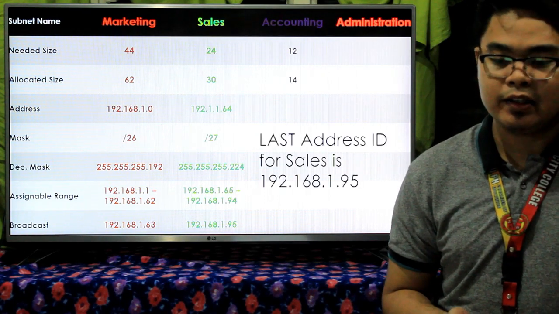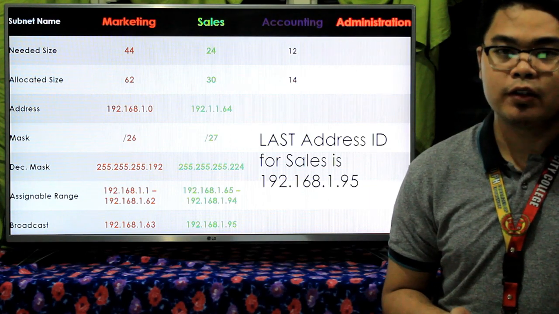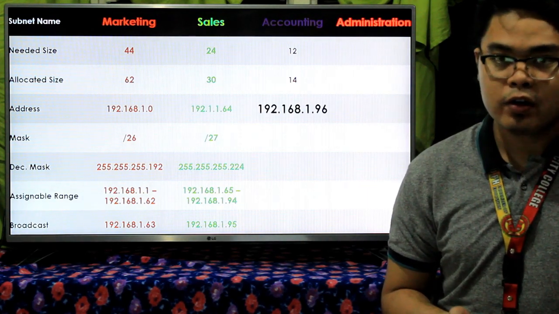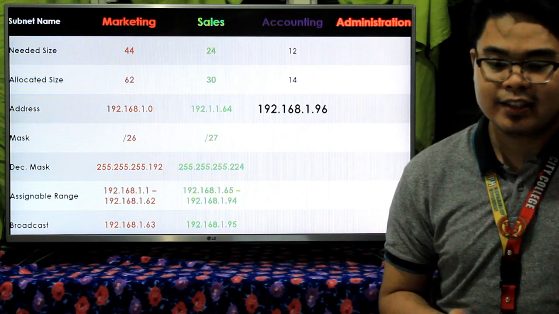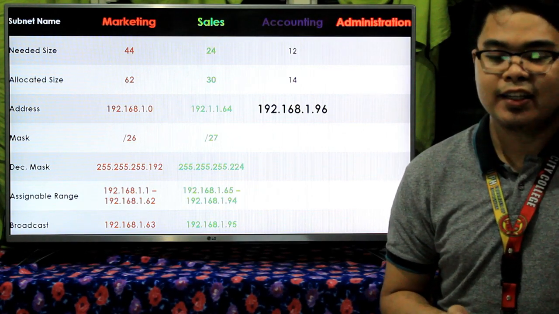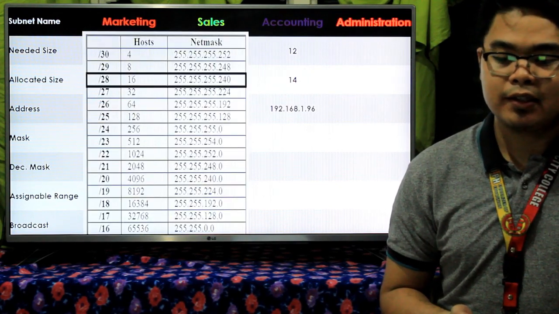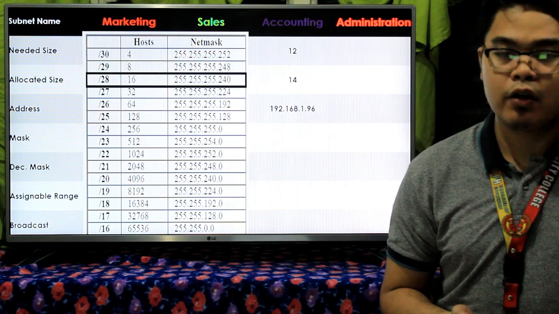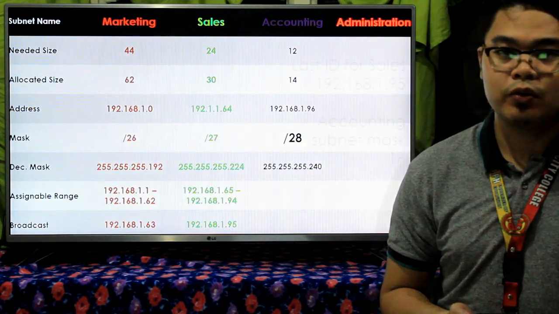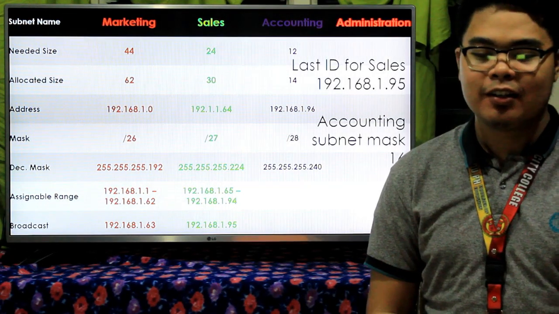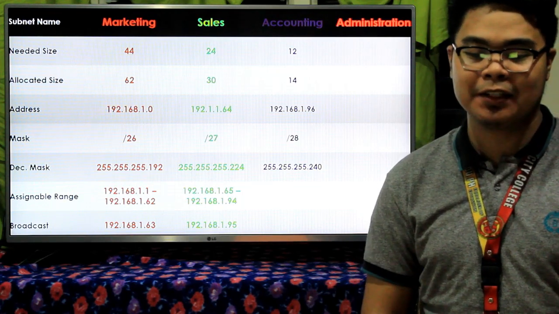The last address ID for sales is 192.168.1.95. Therefore, the network address for accounting is 192.168.1.96. With 16 hosts, the new subnet mask is /28, with a decimal mask of 255.255.255.240.